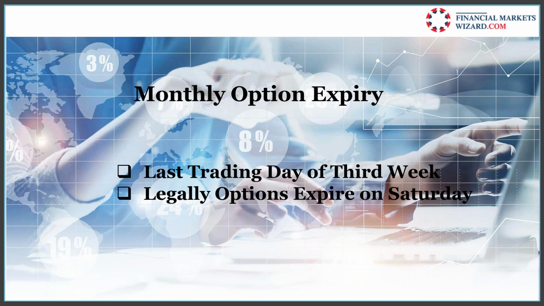All right. So what is a monthly option? The monthly option is the one we will be discussing in detail later. The monthly option's expiry is the last trading day of the third week. So if the last trading day is Friday generally, then it will expire on Friday. If Friday is a holiday, then the option expires legally on Saturday, but you cannot trade on Friday, so it effectively expires on Thursday. So the last trading day of the third week, this is the key.